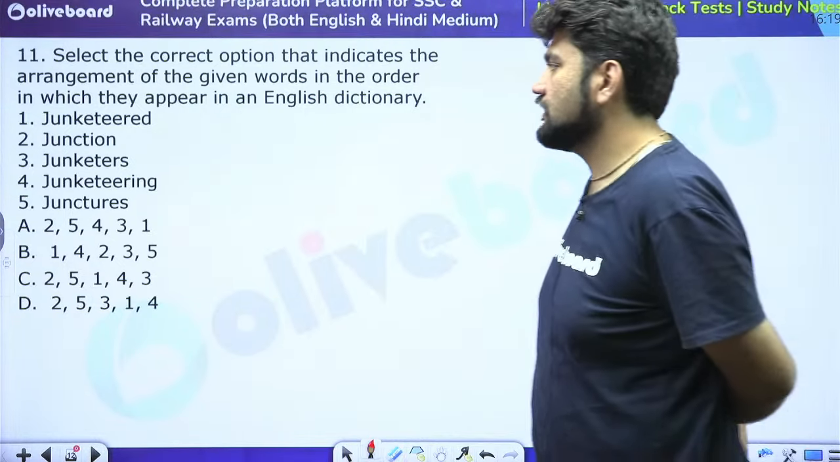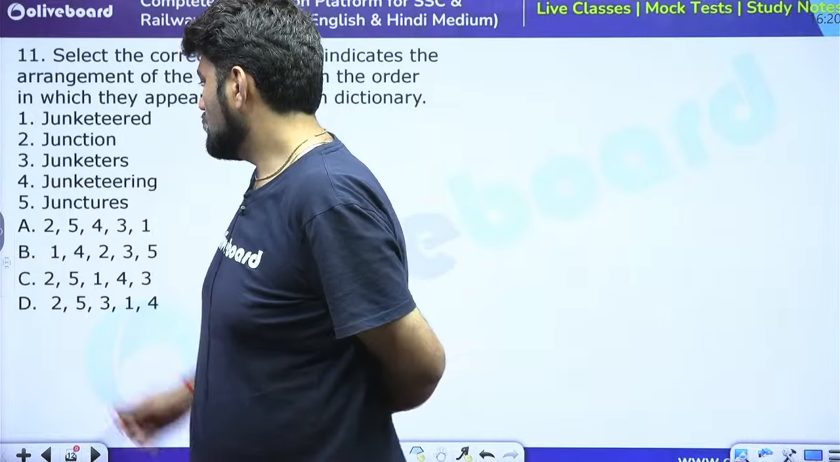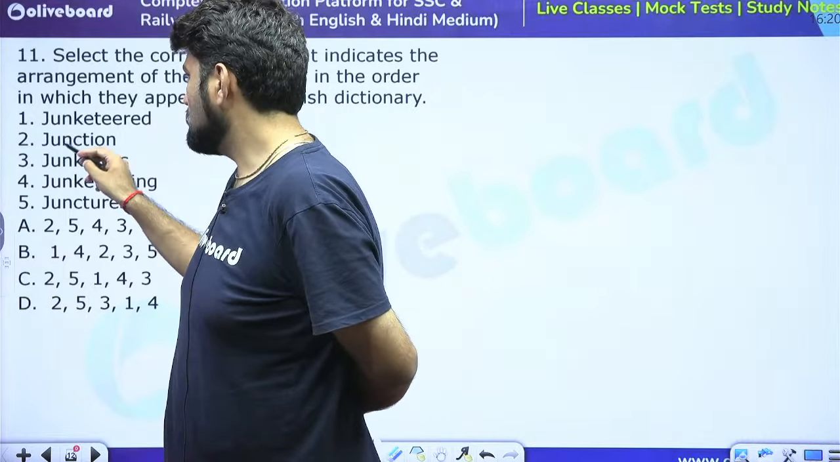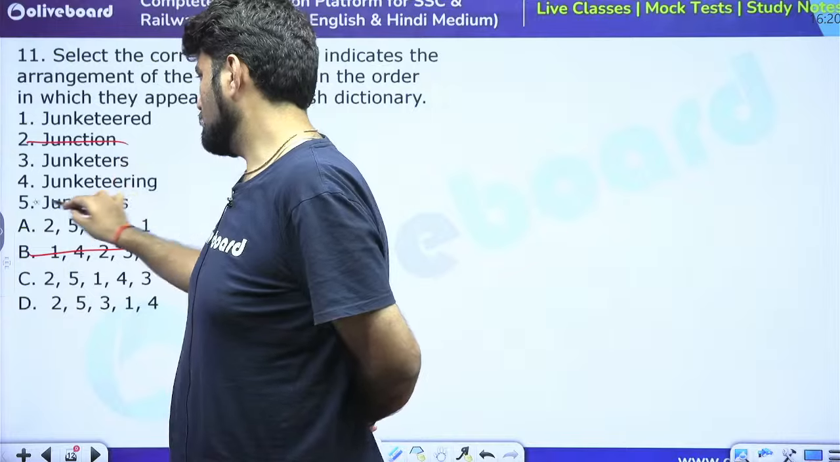Junketeered, junction, junketers, junketeering, junctures. Arrange in the dictionary order. 2, 1, 2, 2. Between 2 and 1, junction and junketeer. Obviously 2 is the first one, 5 is the second one, so don't bother checking them.